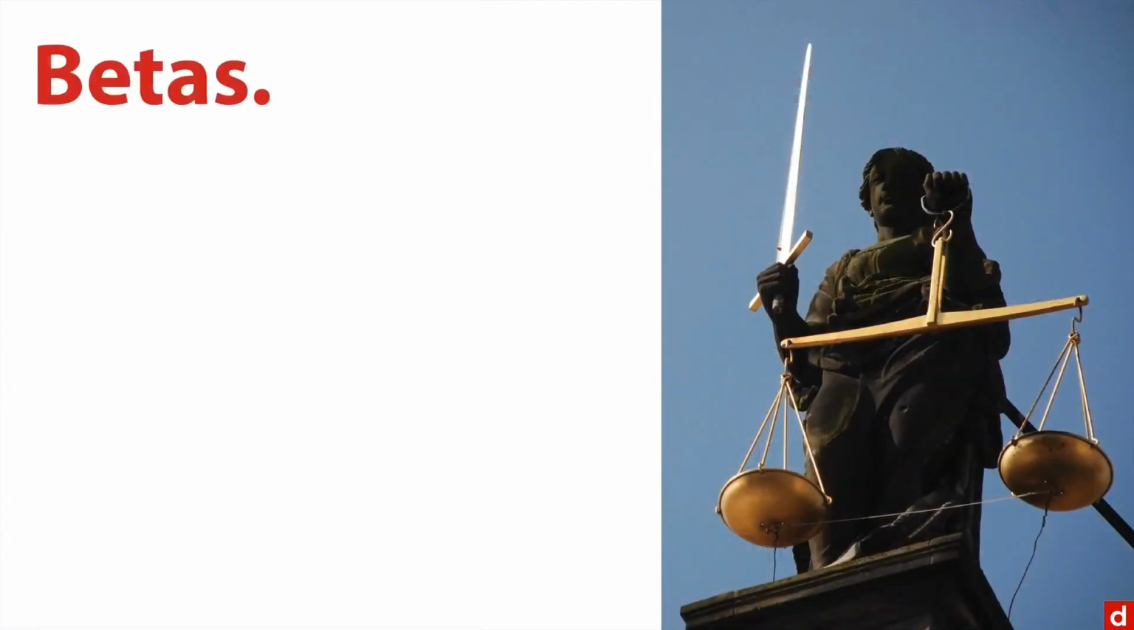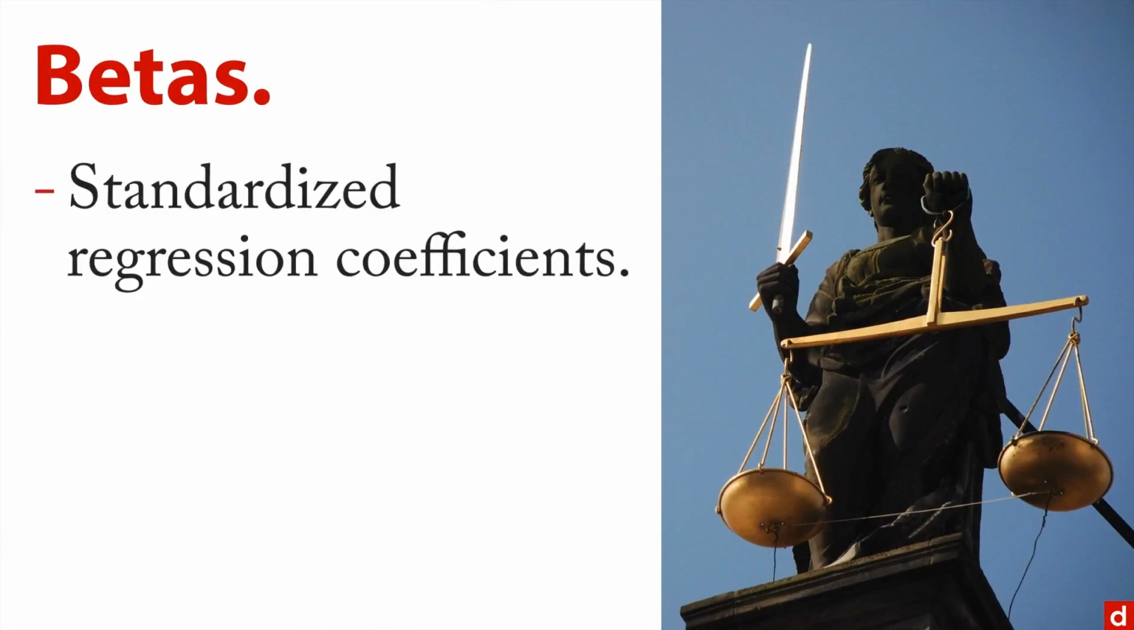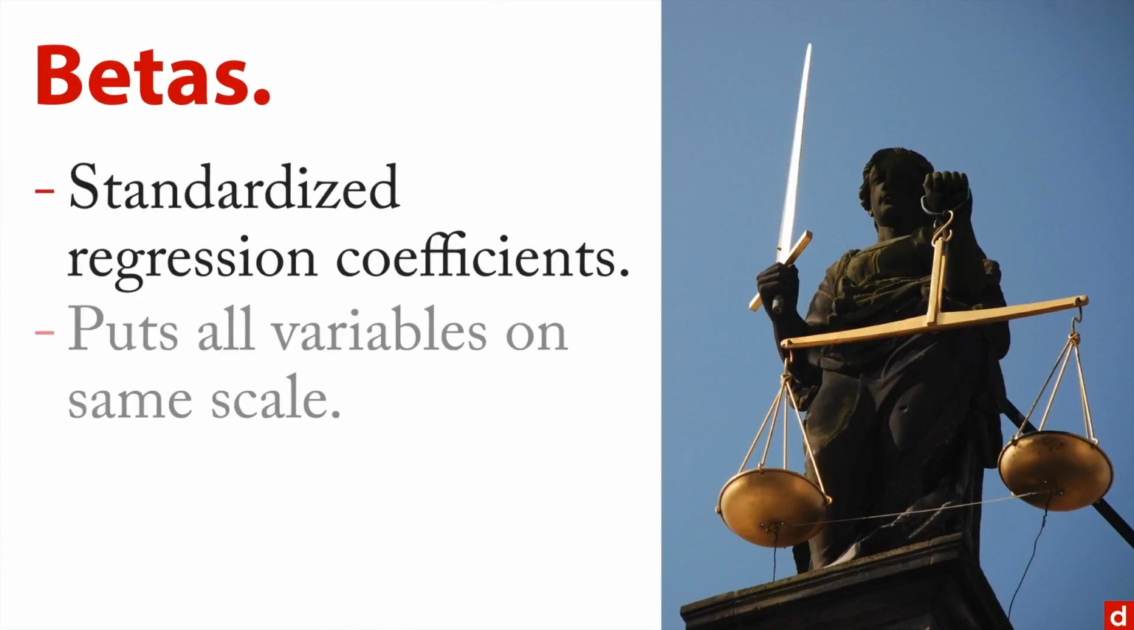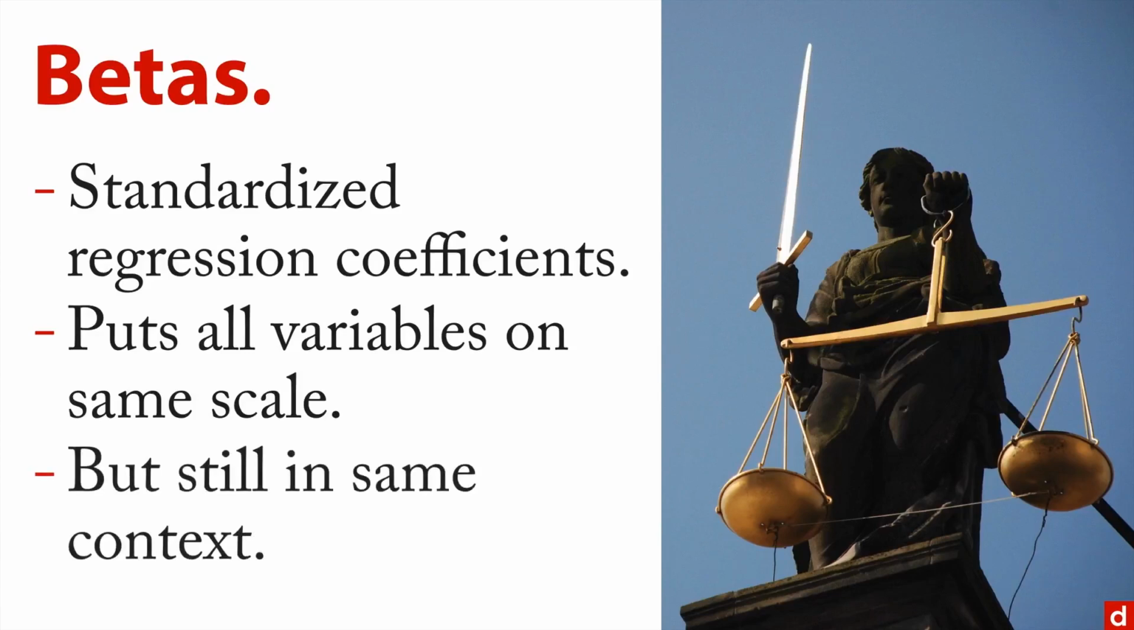A slightly better approach is to use betas, or standardized regression coefficients. This is where you put all the variables on the same scale, usually standardized from 0 to either -1 and +1, or with a standard deviation of 1. The trick is, though, they're still in the context of each other and you can't really separate them, because those coefficients are only valid when you take that group of predictors as a whole.